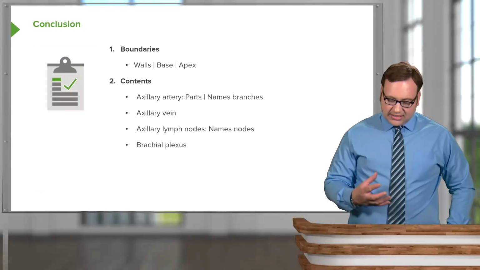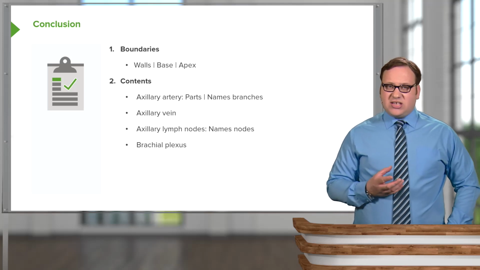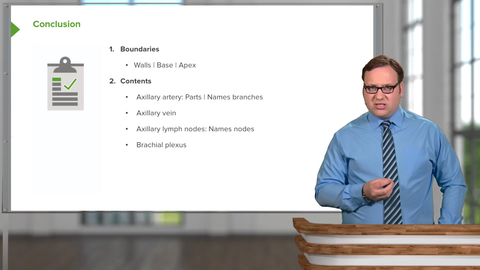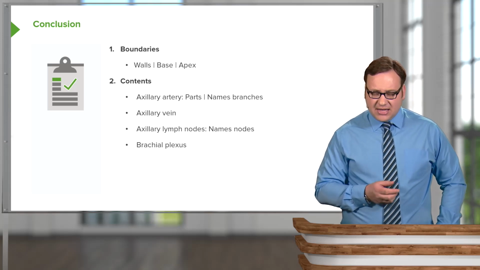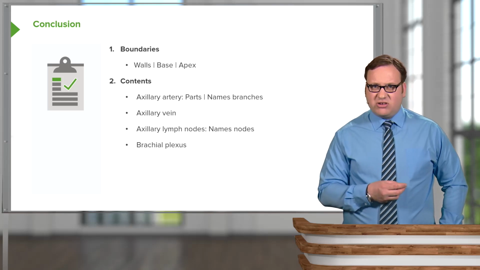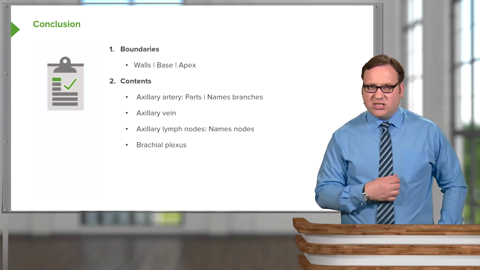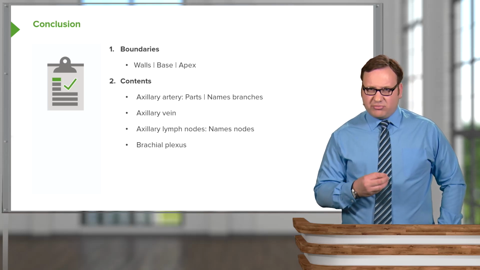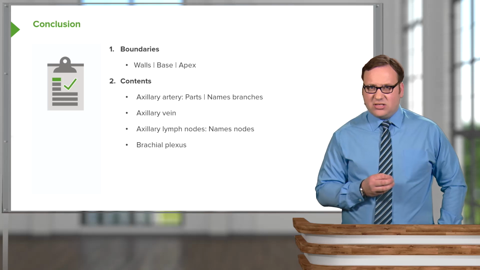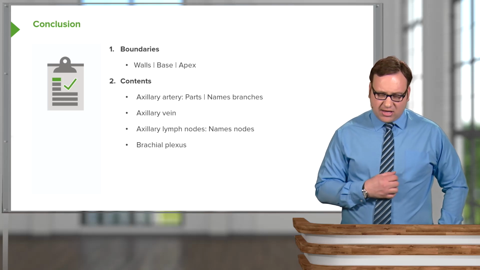So in this lecture, we've looked at the boundaries of the axilla, we've looked at the walls, we've looked at the base, we've looked at the apex. We've then looked at the contents of the axilla, the axillary artery, its parts and some named branches. We looked at the axillary vein quite briefly, looked at the axillary lymph nodes and some named lymph nodes, and then we looked finally at the brachial plexus.